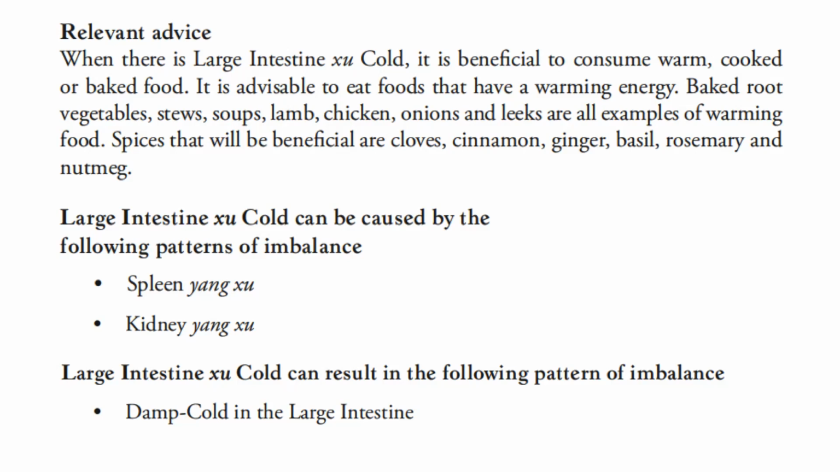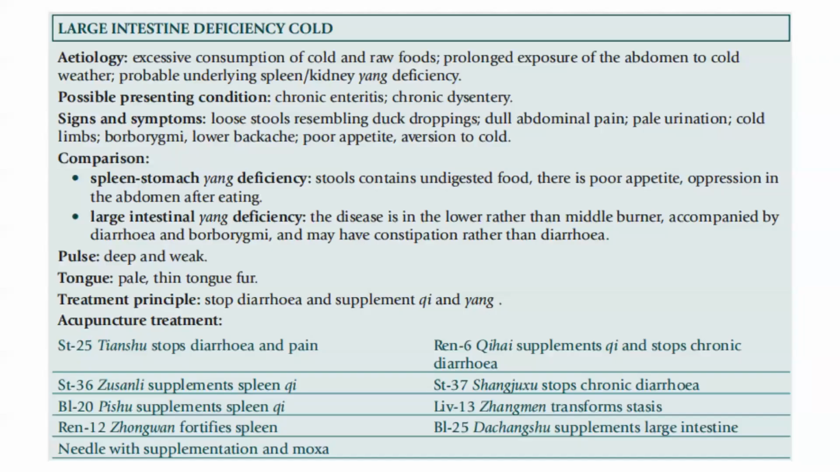Large intestine deficient or empty cold can be caused by the following patterns of imbalance: spleen yang deficiency and kidney yang deficiency. In turn, it can result in damp cold in the large intestine. So to summarize, large intestine deficiency cold has its etiology in excessive consumption of cold and raw foods, prolonged exposure of the abdomen to cold weather, and probable underlying spleen or kidney yang deficiency. Possible presenting conditions: chronic enteritis and chronic dysentery. Signs and symptoms: there will be loose stools resembling duck droppings, dull abdominal pain, pale urination, cold limbs, borborygmi, lower backache, poor appetite, and aversion to cold.